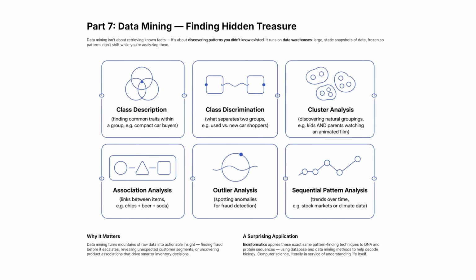Association analysis, finding links between things. The classic example: people who buy chips also tend to buy beer and soda. Outlier analysis, finding the weirdos, the data points that don't fit the pattern. This is huge for catching credit card fraud. If your spending suddenly looks totally different from your normal pattern, that's a red flag. Sequential pattern analysis, finding trends over time, like in stock markets or climate data.